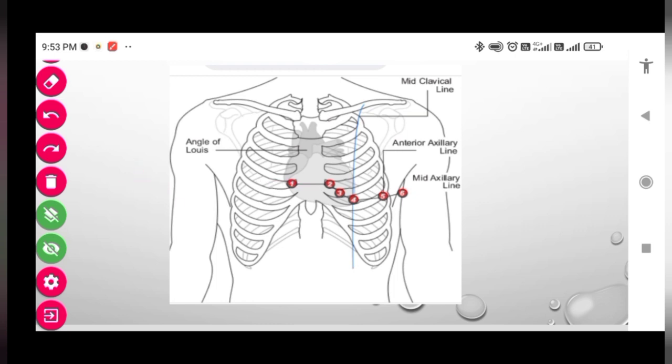Next, coming to lead V2, we will place it along the fourth intercostal space again at the sternal line. Coming to V4, this is the mid clavicular line, V4, and between V2 and V4 we place the V3. Okay. Next, V6 is in the mid axillary line, and V5 is between V4 and V6. Okay, these are the placements of the different precordial leads, chest leads. Okay.